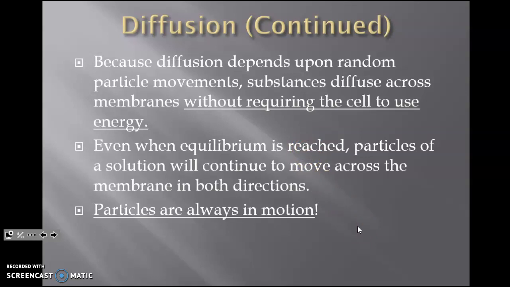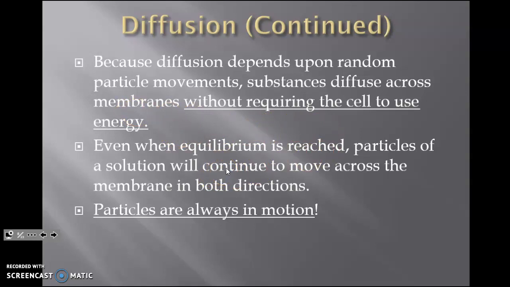Diffusion depends on particle movement and substances that diffuse across the membrane without requiring the cell to use energy. That's the biggest thing about diffusion, is there's no energy required for this to happen. Like I said earlier, it's kind of just a natural process. It just naturally flows from a high concentration to a low concentration. So that's something important for you to remember about diffusion, is that it does not require energy. It just happens. And it's just creating that equilibrium eventually and that balance eventually.